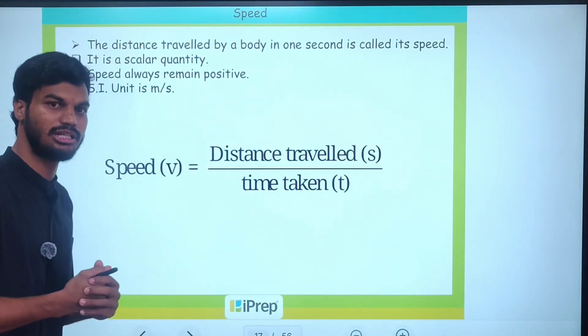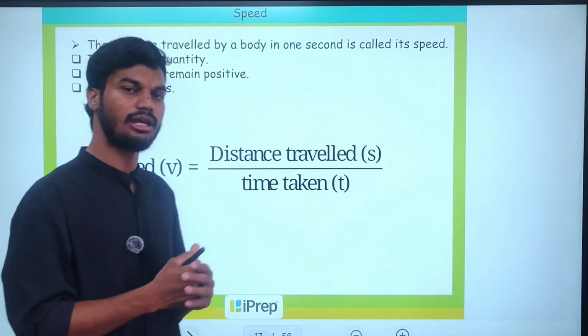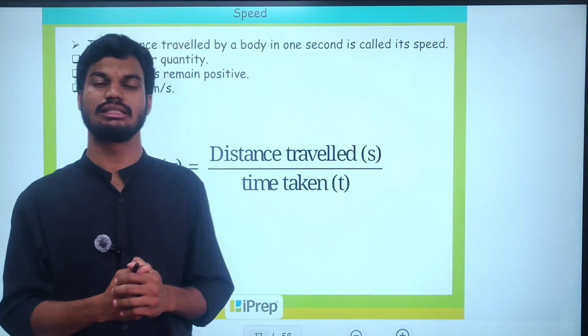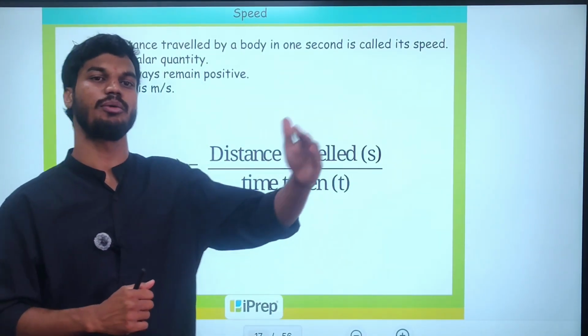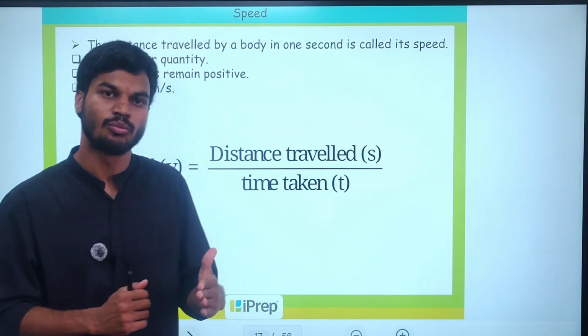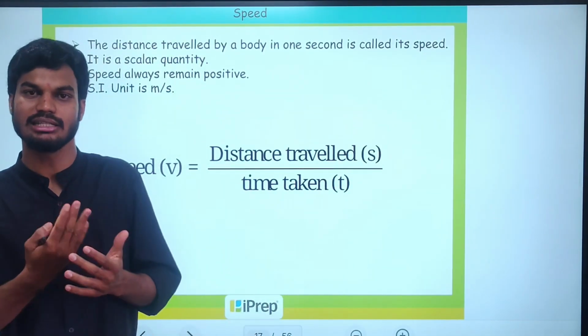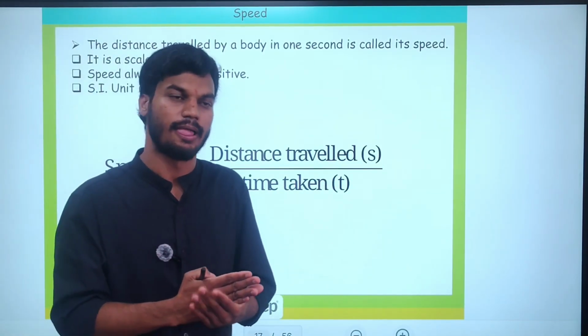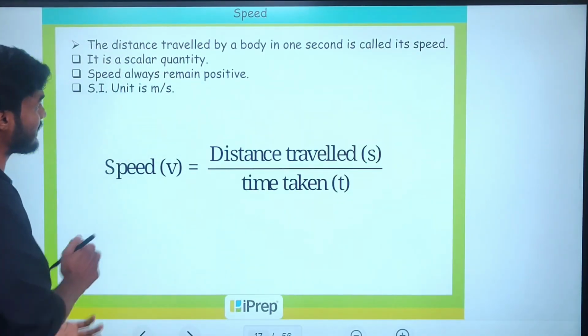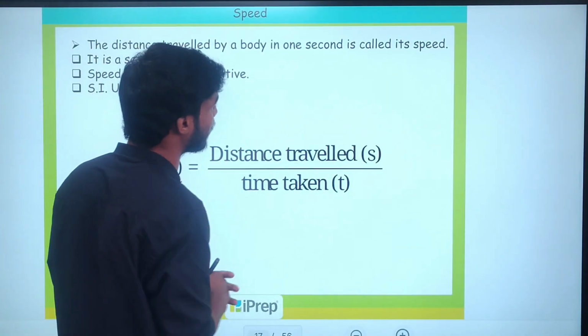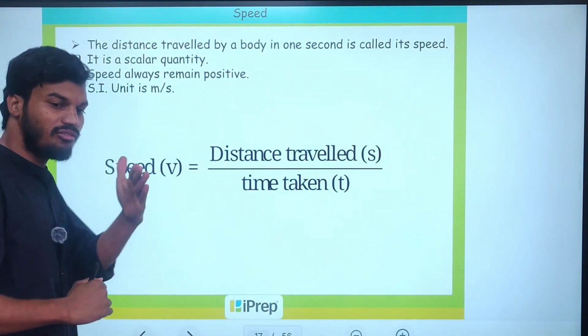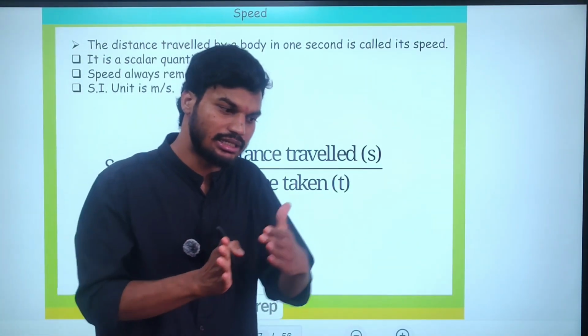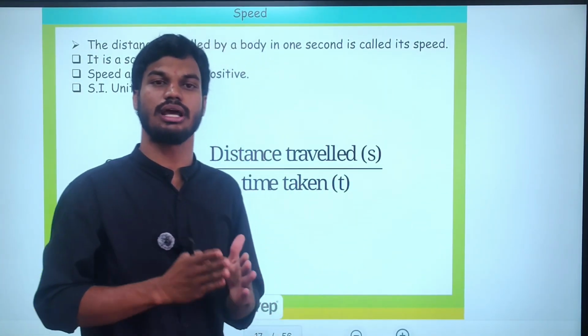speed. What is meant by speed? While you're traveling in a bus or car, you can see that the bus is traveling 60 km per hour. A car is moving 100 km per hour. What is speed? How to calculate the speed? Simply, the distance traveled by the body in 1 second is called speed. Per 1 second, how much distance it has covered is known as the speed.